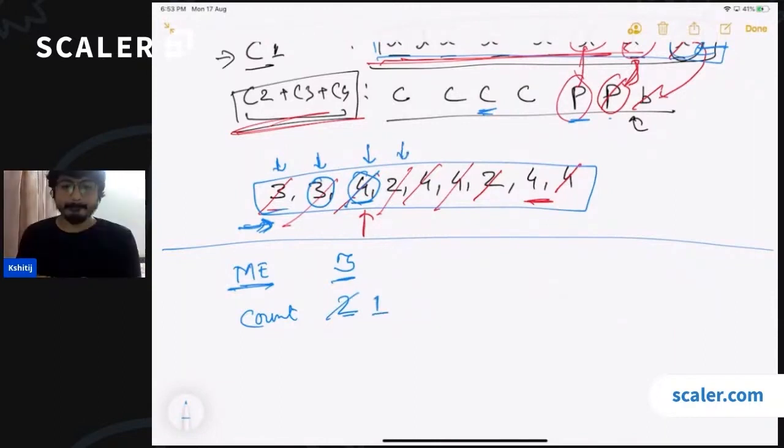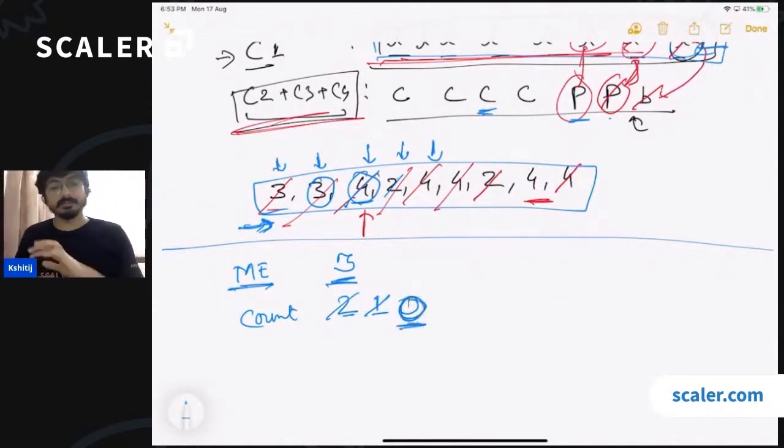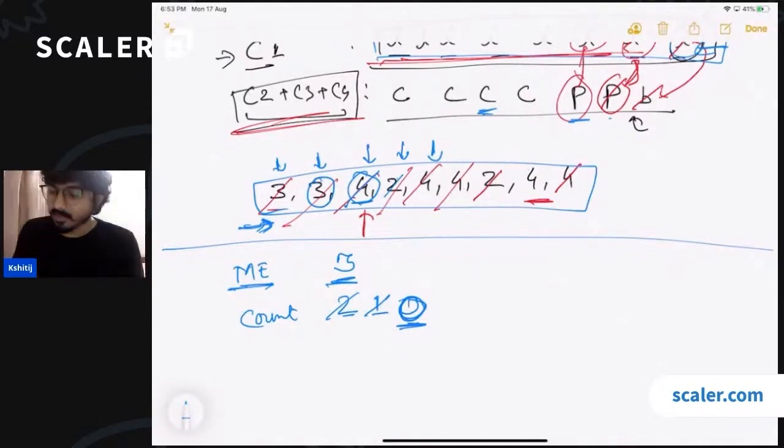Then you go to 2, again you get an element which is not same as the current majority element. So you will cancel out both of them. So now you are removing this occurrence of 2, so you are not counting it and you are also reducing this count from here. Then you go to 4 and now you see that 4 is the new element and the current count of majority element is 0. That means if count is 0, there is no element that you have here, right? So now you can change your majority element to 4 and the count now becomes 1.